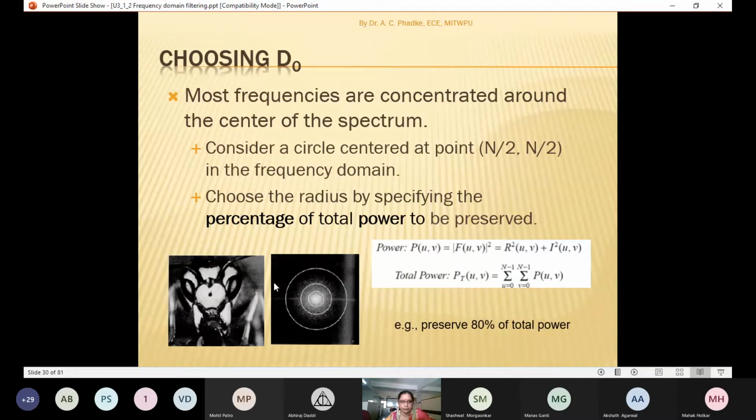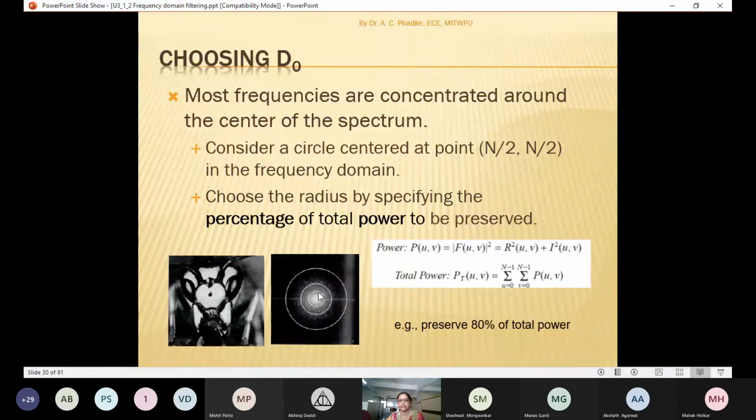Okay, so here if we consider a circle centered at point (n/2, n/2), we can apply this filter on the image, which retains all the components inside the circle and attenuates all the components outside the circle. And after applying the inverse transform on the result, we can get the enhanced image or low pass filtered image in the original image space.